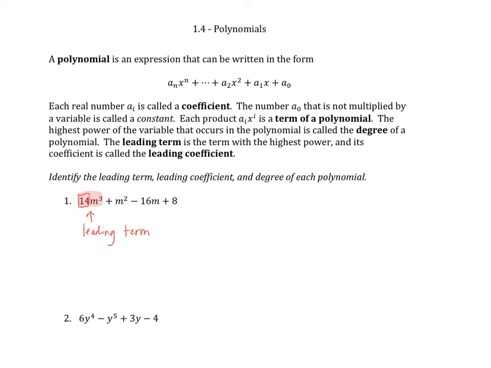So the leading coefficient is 14. The leading term, if I want to write it out, is 14m cubed. It's the whole thing. The coefficient is just the number in front. The degree of the polynomial is the exponent, so the degree is 3. Okay. Some of the other things that were discussed.